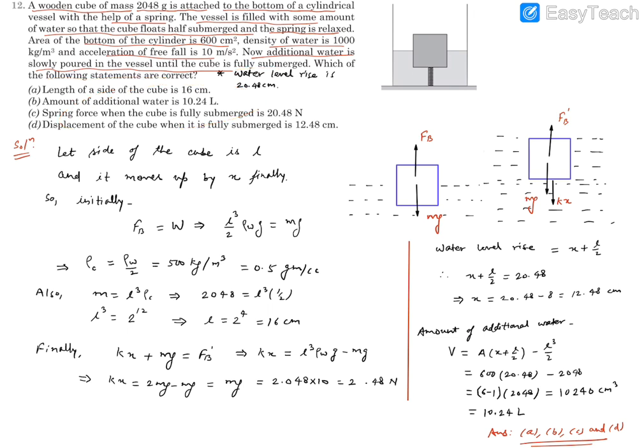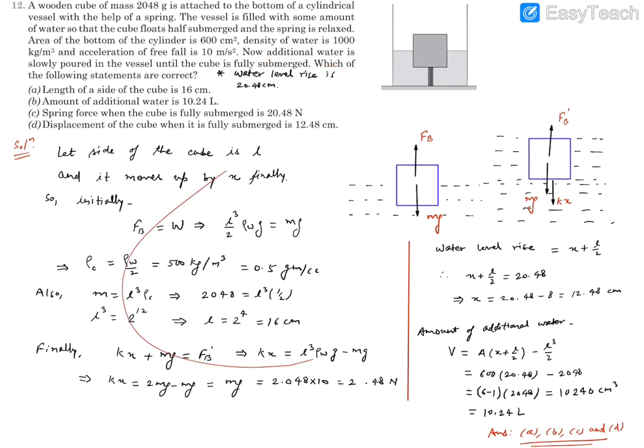In this, there has been a correction later on, and one additional piece of information has been provided: the total water level rise is 20.48 centimeter. This information is coming in the new edition of the book. So we need to use this information as well in order to get the complete solution.